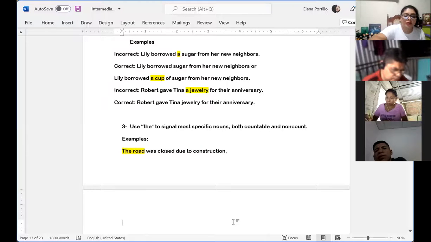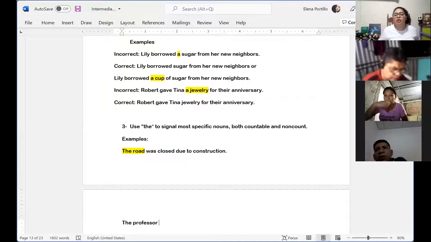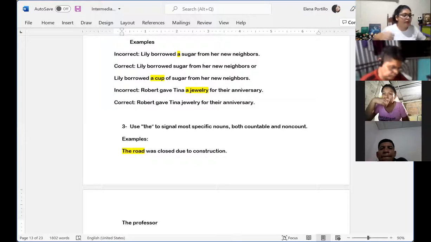Then, tell me, what does that mean, the road? The road, el camino. Yeah. Ah, thank you. You're welcome.